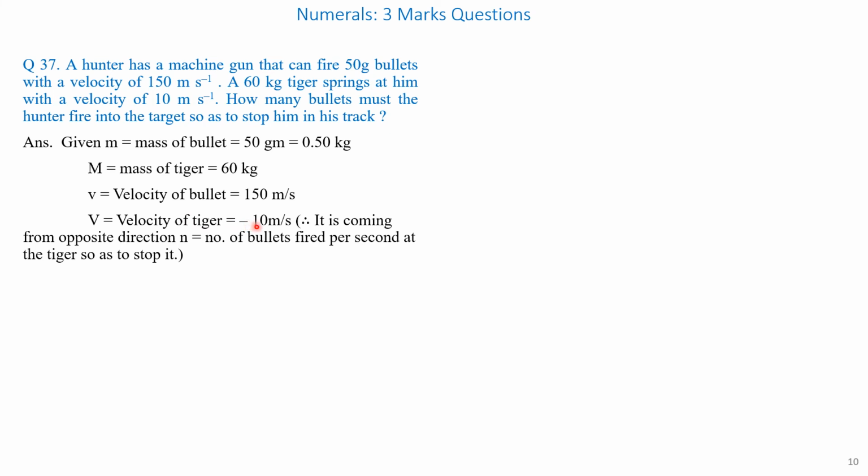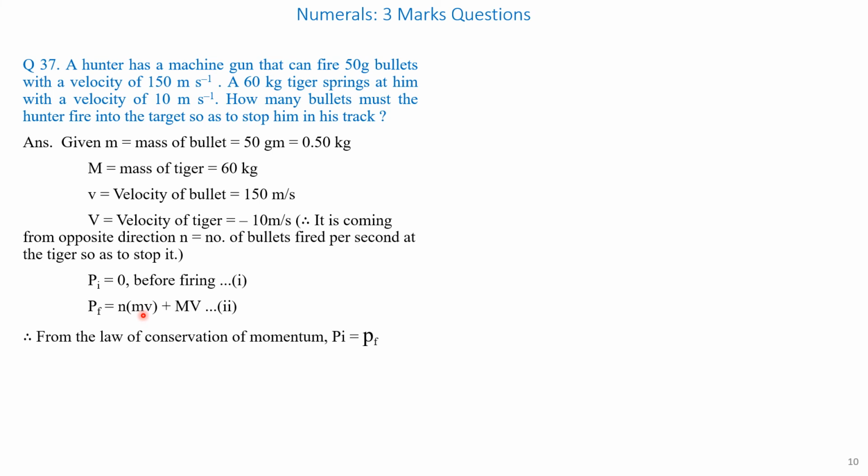The velocity of the tiger is minus 10 meters per second because it is coming from the opposite direction. n is the number of bullets fired at the tiger so as to stop him. Therefore, Pi, the initial momentum, is equal to 0 before firing. Pf is the final momentum, equal to n m v plus M V, where small n is the number of bullets and small m is the mass of the bullet. From the law of conservation of momentum, Pi is equal to Pf. Therefore, 0 is equal to n m v plus capital M V, so n is equal to minus M V divided by m v, that is minus 60 into minus 10 divided by 0.05 into 150. The answer is 80.